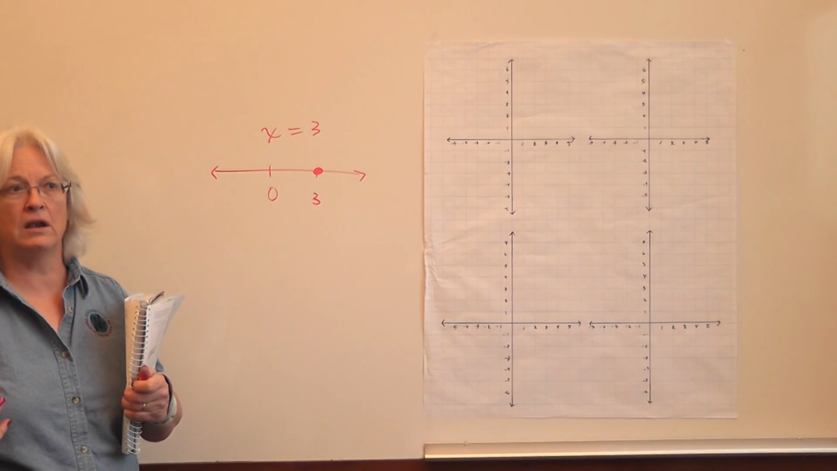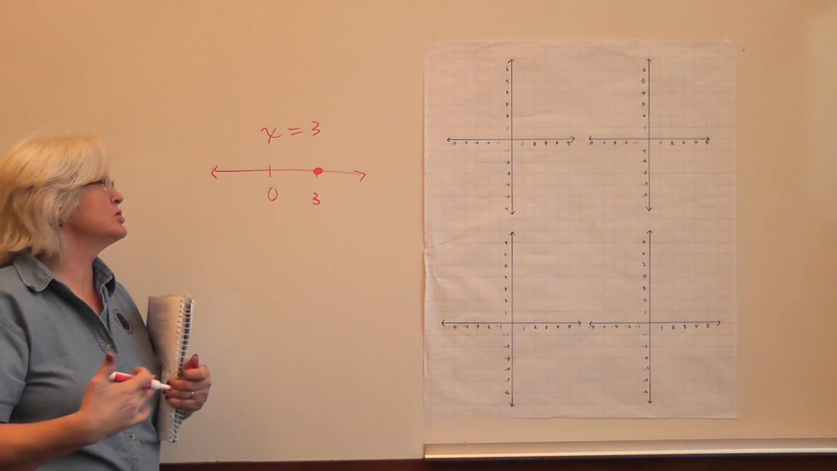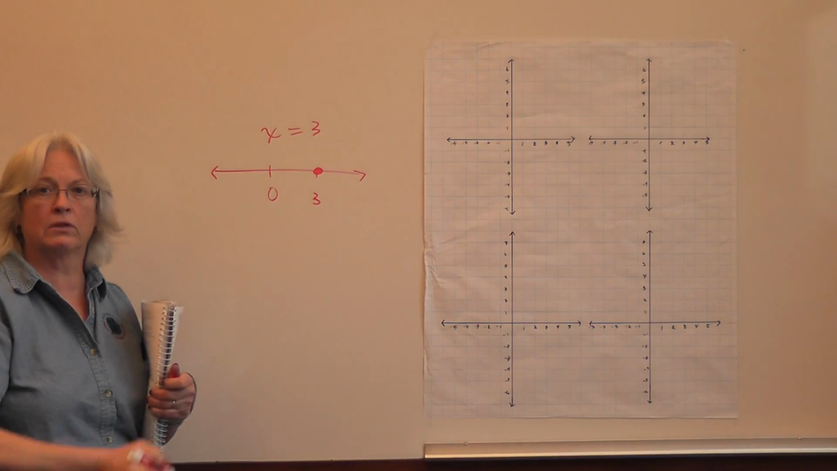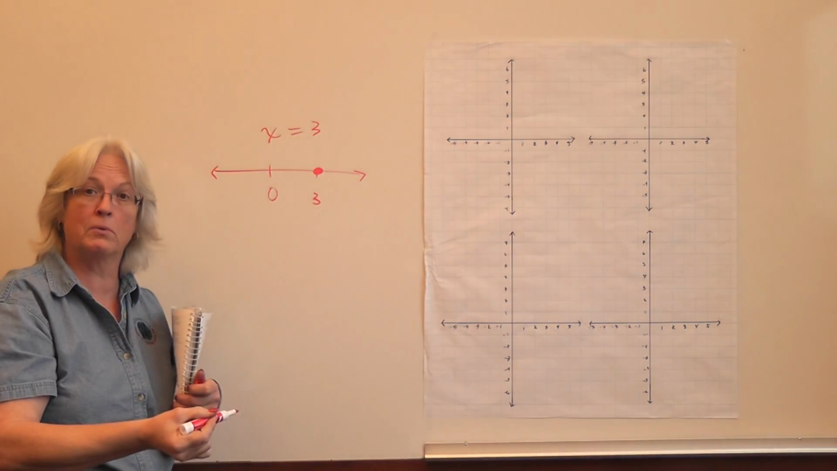And as we moved on to graphing equations, you've learned that if you have the equation of a line where x is equal to 3, that's a vertical line that goes through the point where x is equal to 3.